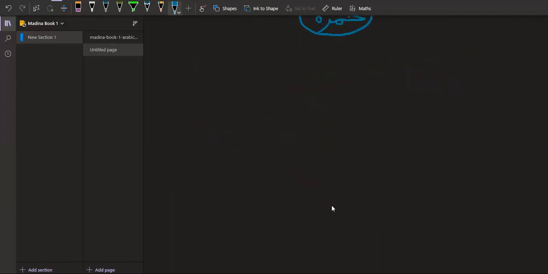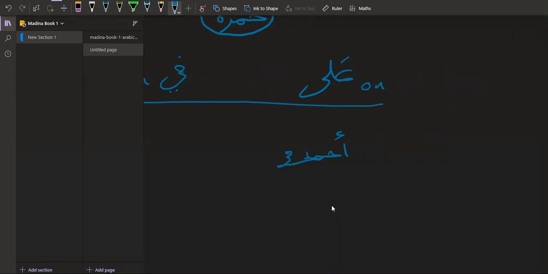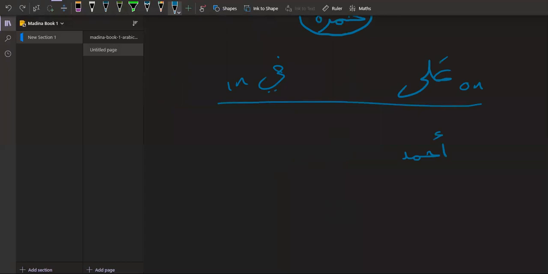Also, we did two prepositions in the last lesson. Ala, meaning on, and fi, which means in. And we mentioned that when the prepositions come before a noun, they make the noun end not with a dhamma, but with a kasra. For example, we would say Ahmad fil bayt.